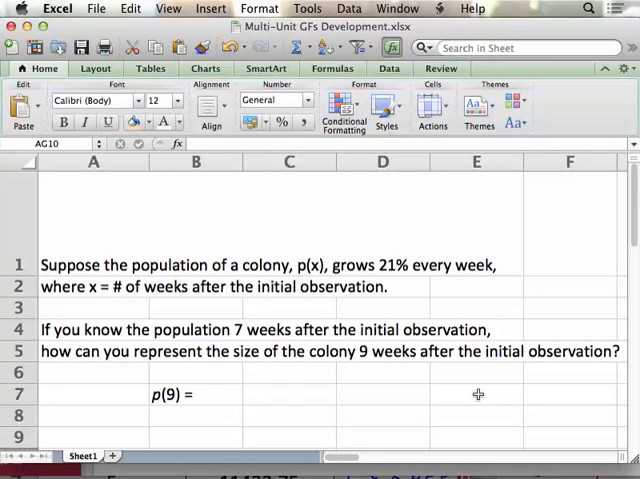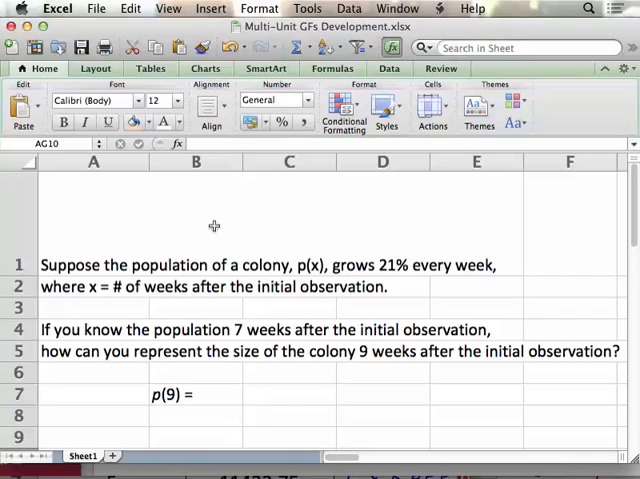Okay, so here's just a little warm-up exercise. Suppose a population of a colony, P of x, grows 21% every week. X is the number of weeks after the initial observation. Okay? So if we have 21%, is this a consistent percent change? So what kind of growth is that? If you have consistent percent change, that's exponential growth, right?